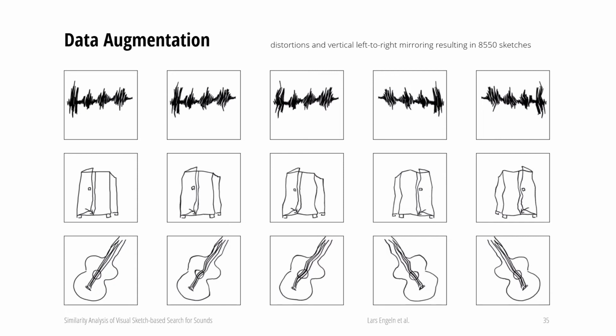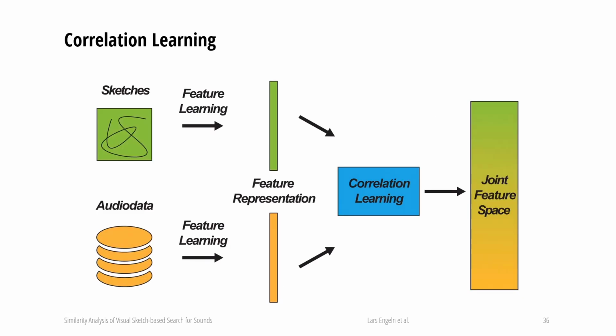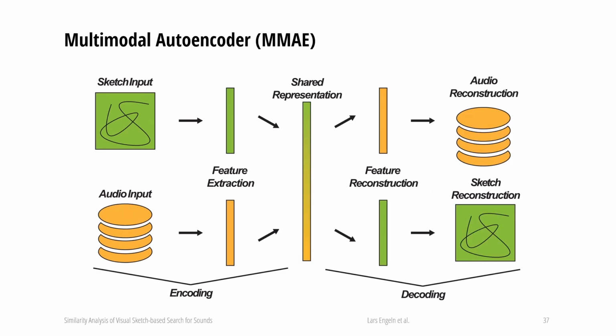we result in 8,550 sketches. Learning the correlation could mean that we somehow represent our sketches and the corresponding audio data in their own feature representation, and then try to learn the correlation between them. A bit more advanced is to use a multimodal autoencoder, where you can put in different modalities to train a shared representation.